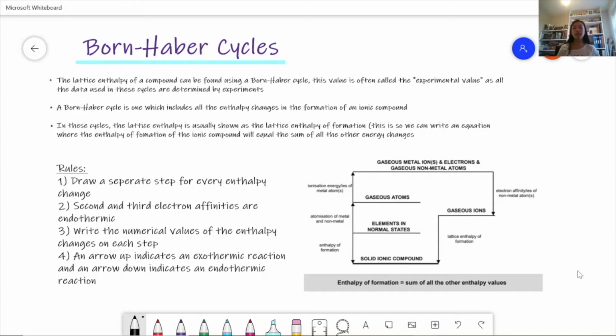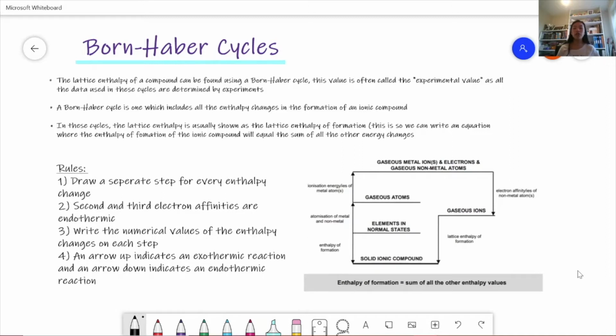And a Born-Haber cycle is one which includes all the enthalpy changes in the formation of an ionic compound. In these cycles, the lattice enthalpy is usually shown as the lattice enthalpy of formation. And this is so that we can write an equation where the enthalpy of formation of the ionic compound will equal the sum of all the other energy changes.